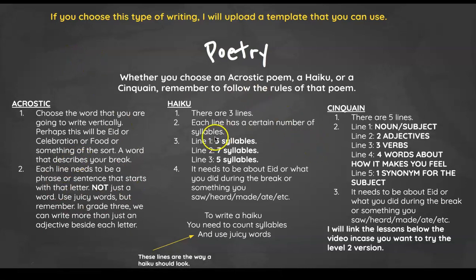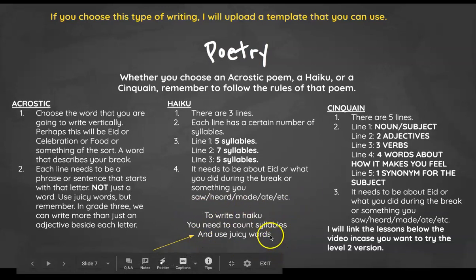Haiku. 3 lines. The first one has 5 syllables, the second one has 7 syllables, and the third one has 5 syllables. This needs to be about Eid or what you did during the break or something that you saw, heard, made, ate, etc. There is a template as well that you can use for this. If you choose to do it in your home learning book, remember that they look like this, okay?